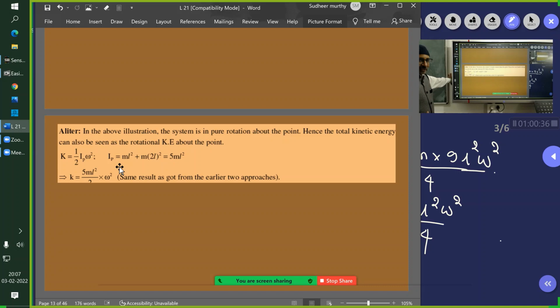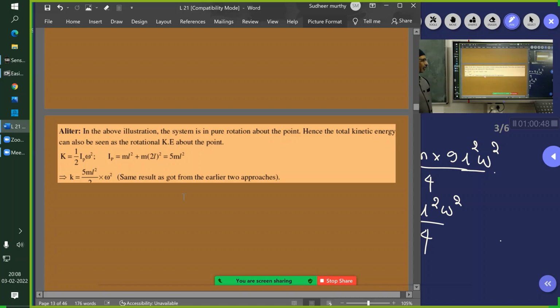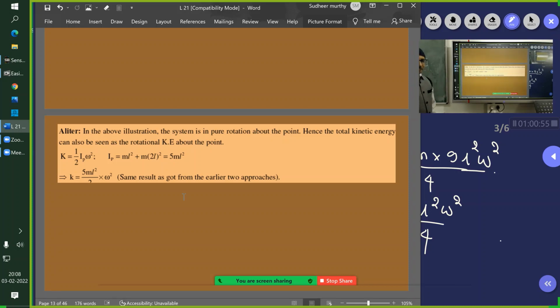If you don't want to consider that point P, then you take that separately, VCM and this, and you get it. Or if you take individual masses, simply calculate the V square. I hope everybody got this. Now in different perspectives, I have shown you the answer, so no confusion should be there in your mind.